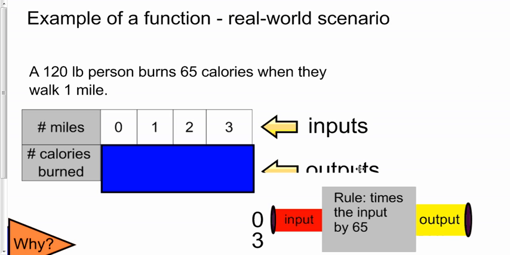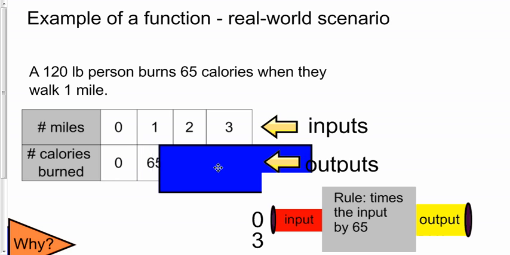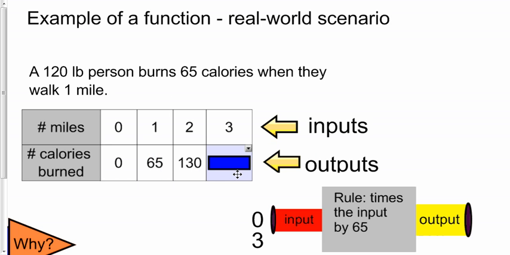My outputs. That's what it would be known as. Move that up a little bit so you can see better. There we go. So let's see if it's a function. If you walk 0 miles, you will burn 0 calories. If I walk 1 mile, you should burn 65 calories. Yes, it's following that rule.